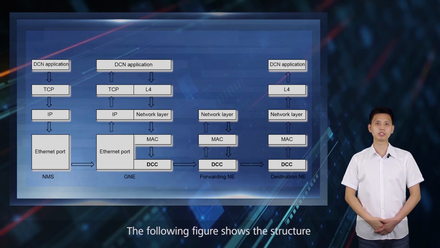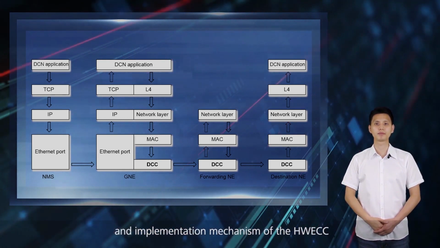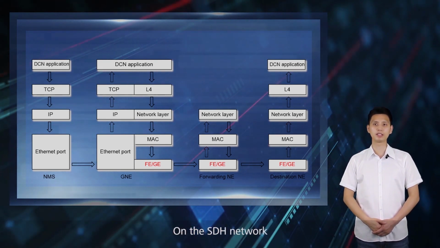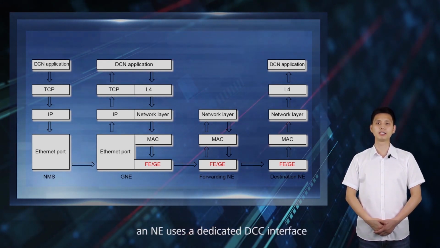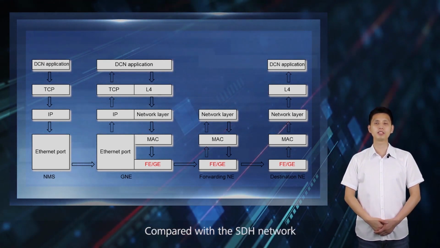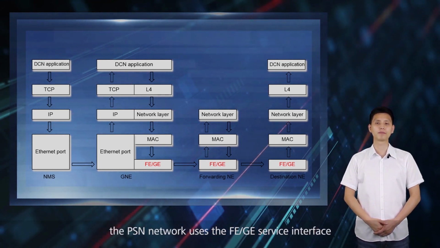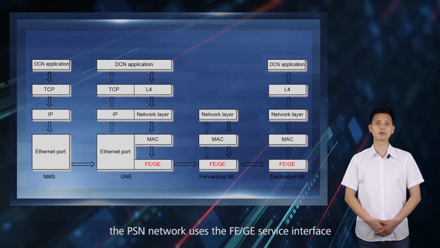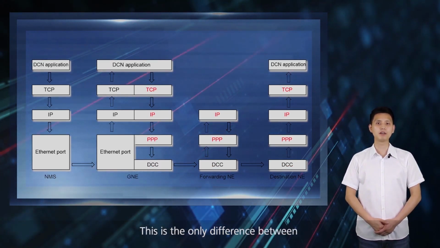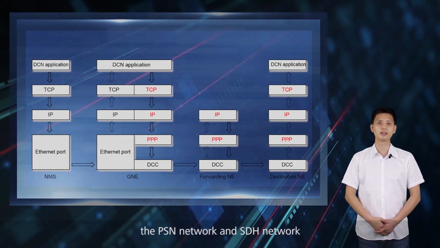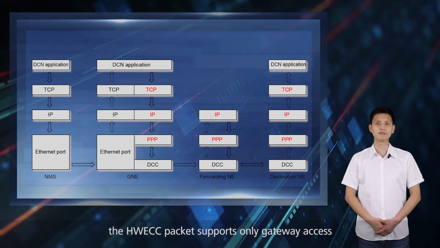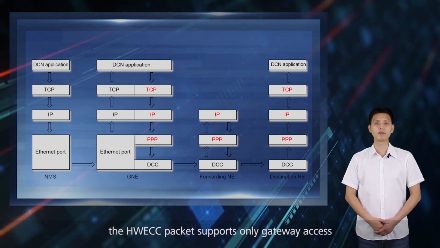The following figure shows the structure and implementation mechanisms of the Huawei ECC packet on the SDH network. On the SDH network, an NE uses a dedicated DCC interface. Compared with the SDH network, the PSN network uses the FE-GE service interface instead of the DCC interface. This is the only difference between the PSN network and SDH network. On both the SDH network and PSN network, the Huawei ECC packet supports only gateway access.